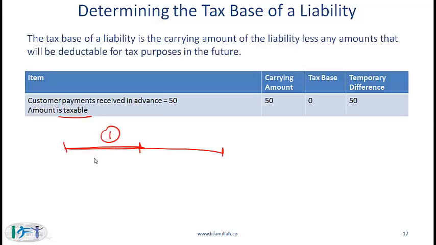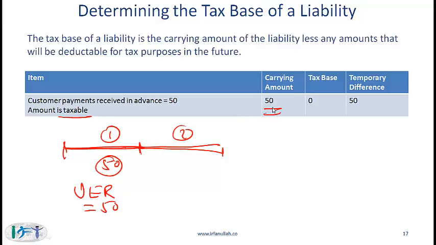So let's say we are talking about period 1. The amount received in advance is 50. The service or the product will be delivered next year. On the tax side, this 50 is taxable, but on the accounting side, we need to create a liability called unearned revenue. So the carrying amount of the liability is 50. That's why you notice that the carrying amount is 50 and this is a liability. On the tax side, we have paid taxes, we have recognized or shown the 50 as revenue. So the tax base is 0. The temporary difference is 50 minus 0, which is 50.